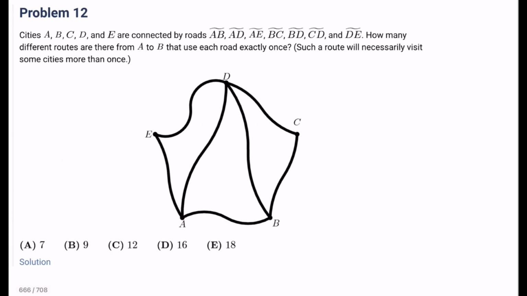Number 12, cities A, B, C, D, and E are connected by roads AB, AD, AE, BC, BD, CD, and DE. How many different routes are there from A to B that use each road exactly once, and it will necessarily visit some cities more than others, obviously.